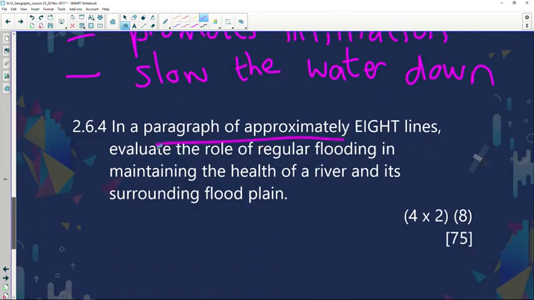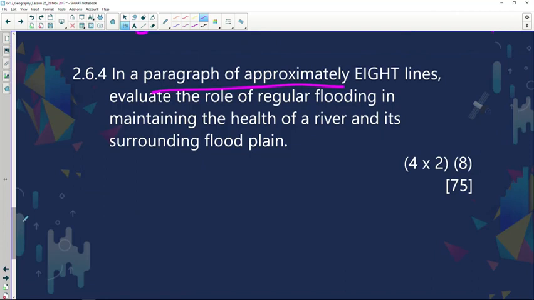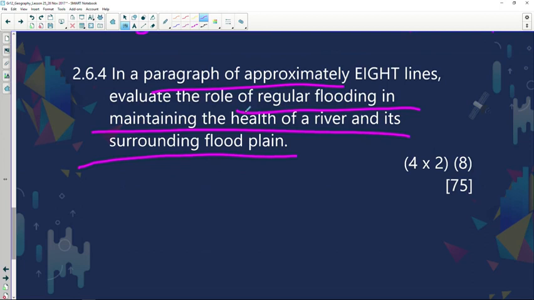Now, our last question is once again a paragraph question. Please keep in mind you need to write this question in paragraph formation. I'm going to write it for you in bullet formation, but when you answer this question, write it in paragraph formation or else you're going to be penalized. Now, evaluate the role of irregular flooding in maintaining the health of a river and its surrounding floodplain. Very important: flooding is not always a bad thing. There are rules and regulations regarding where we should go and settle.